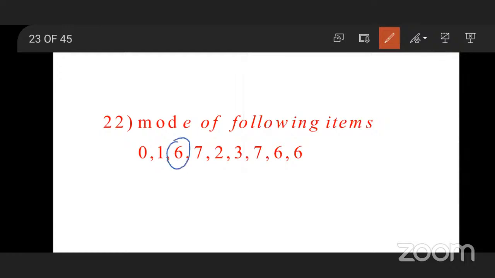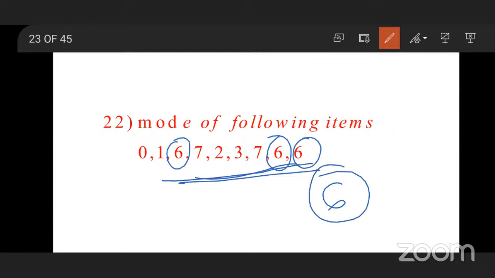6 here: 1, 2, 3. There are 3 times. Therefore, the most repeated number is 6 only. Therefore, the mode of the following items is 6. How many 7s here? 7s are only 2. 0 is a single time, 1 is a single time, 2 and 3 are single times. 7 is 2 times, but 6 is 3 times.